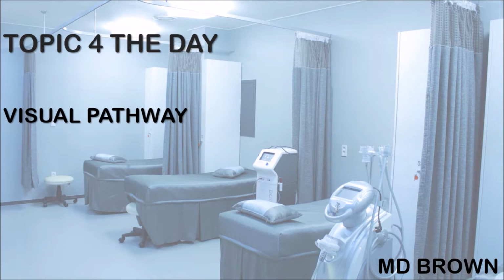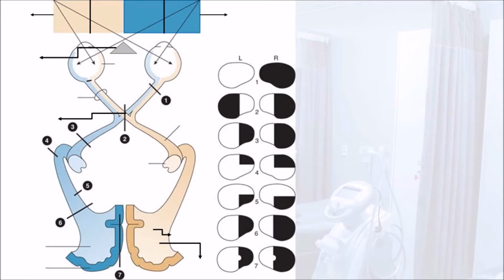Today I'm looking forward to discussing with you the visual pathway. This is a somewhat tricky pathway, but my goal is to break it down and make it as simple as possible so you can always recall it. Basically, what we are trying to do is know the various defects that can occur along the visual pathway and the particular area where the defect is occurring. So let's jump right into it.